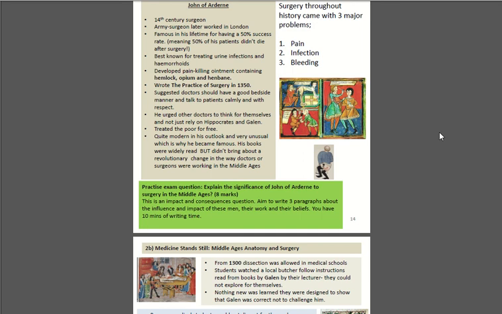If you want some help, remember the first paragraph should think about the significance of the person at the time that they're working. So for example, you might want to talk about how John of Ardenne had a 50% success rate for surgery and how he introduced a pain ointment. For your second paragraph, you might want to talk about how long-term John of Ardenne didn't really have much of an impact. Galen and Hippocrates still were widely read. However, you might want to talk about how his practice compares favourably to more modern surgeons.